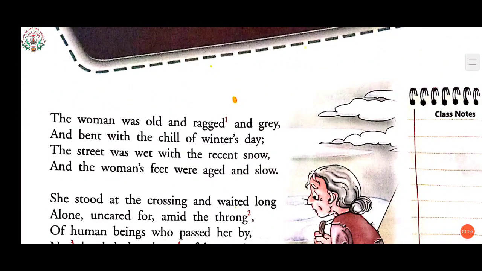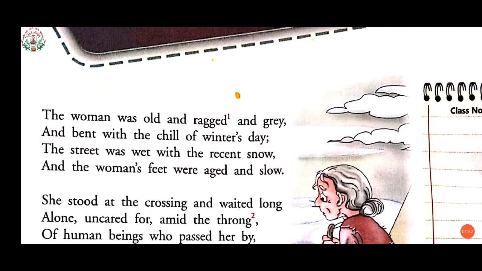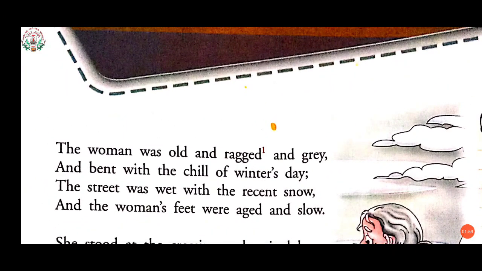This is the first stanza. Now students, first I'll read the stanza and then I will explain it. So, the woman was old and ragged and grey and bent with the chill of winter's day. The street was wet with the recent snow and the woman's feet were aged and slow.